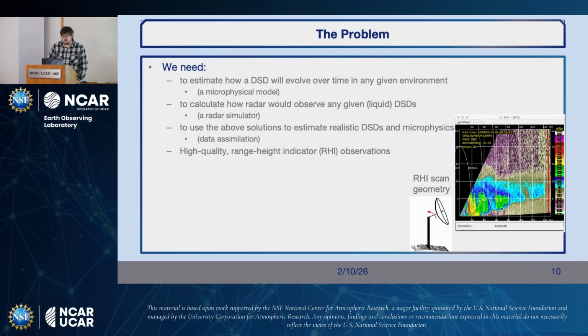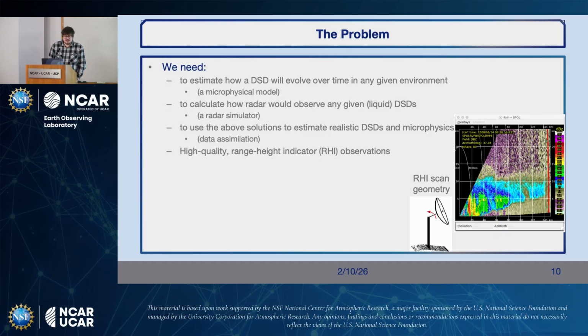Okay, so there's essentially three parts to the problem here. One, we have to figure out a way to evolve a drop size distribution over time in any given environment. And this is just microphysics. We could take a Morrison model or SBM or something like that and go forward from there.